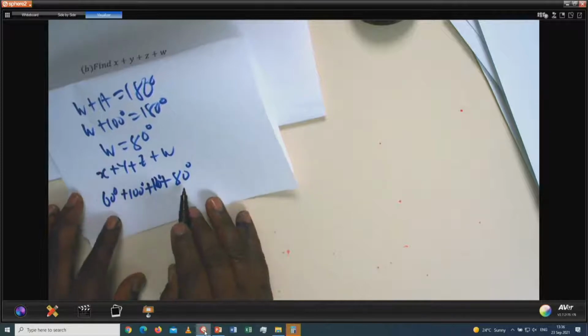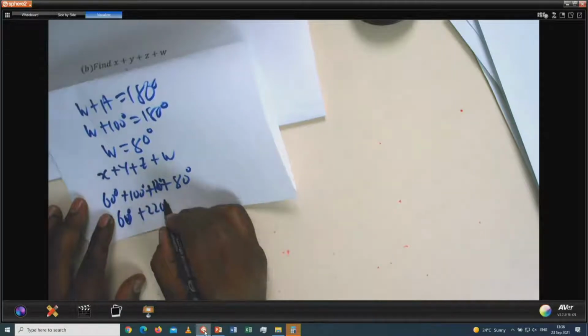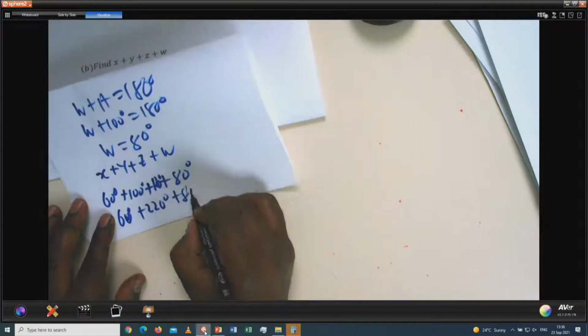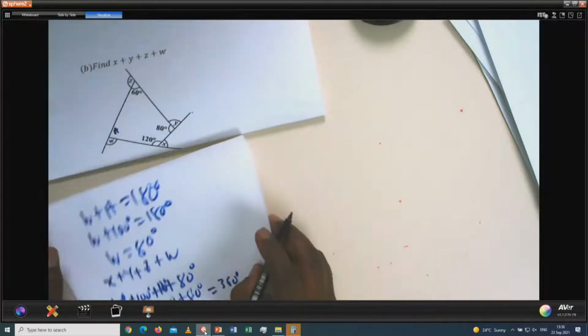60 plus 100 plus 120 is 280, okay. 60 degrees plus 220 degrees plus 80 degrees. 80 plus 220 is 300. In other words, all in all, it is 360 degrees.